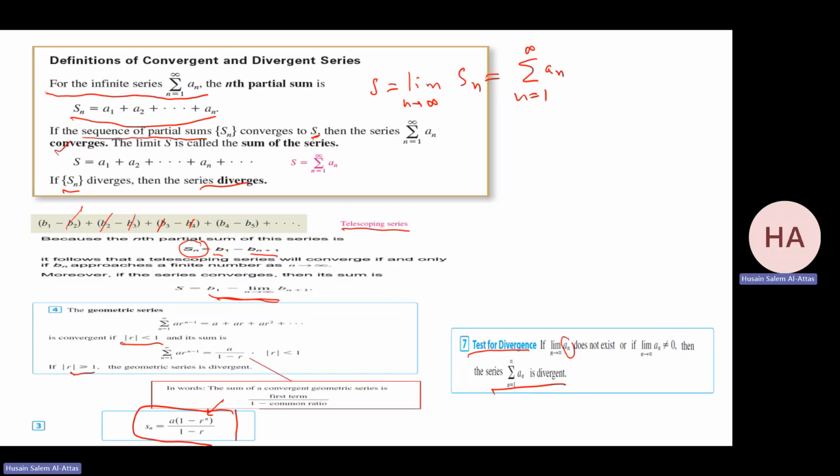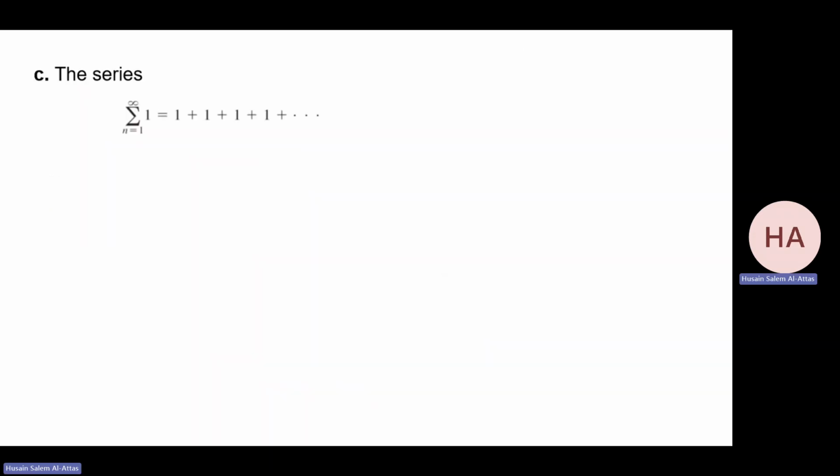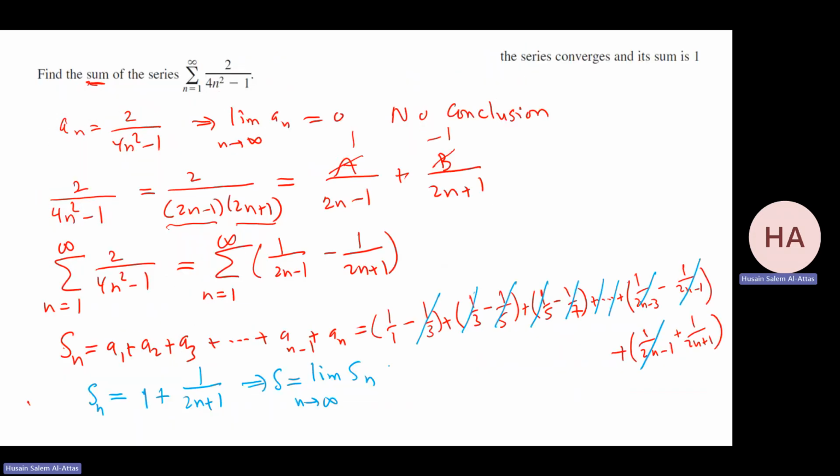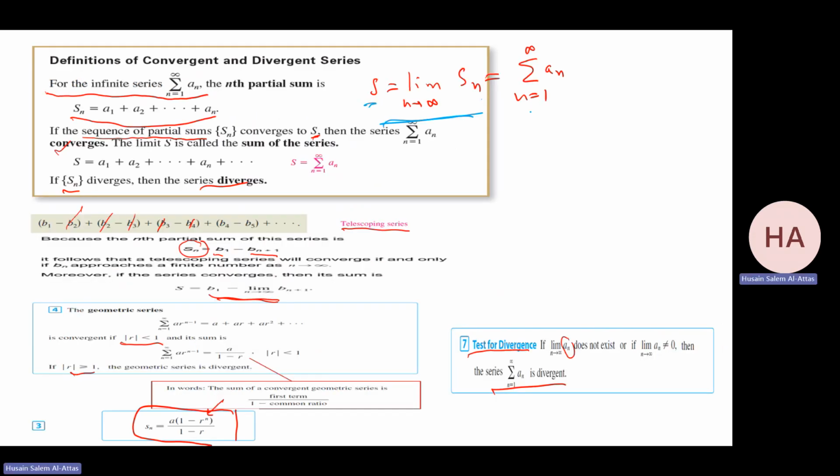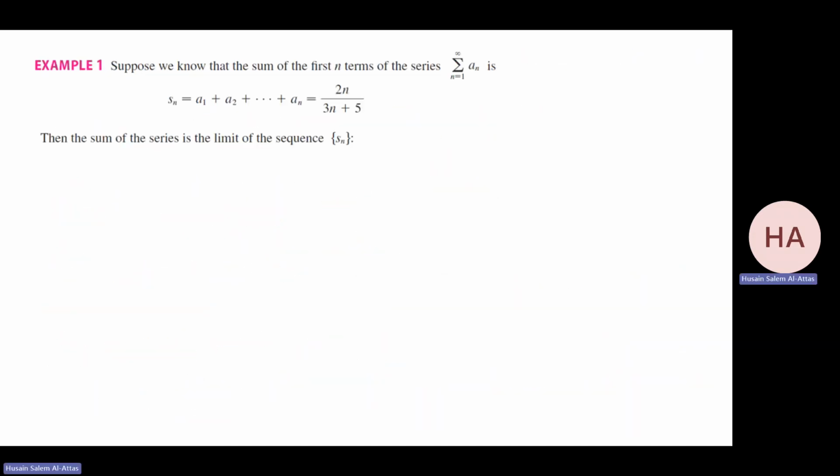Don't forget, I have it here. So what does that give me? This limit is very clear: 1 over infinity is 0, so that will be 1. So this series converges, and not only that, its sum is 1. So this is what we have here: S will be the sum of the series. Okay, now let me go to this question.